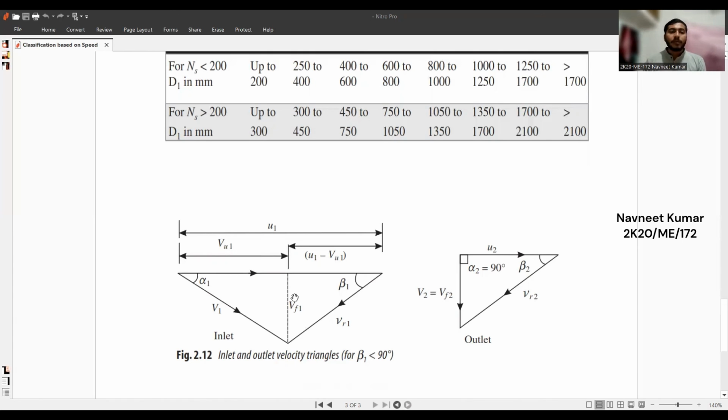For the inlet and outlet velocity triangles, we can also find the tangent of these angles. We can find the tangent of alpha 1, the guide vane angle, as perpendicular divided by base, which is Vf1, the flow velocity at inlet, divided by the swirl velocity at inlet, Vu1. Similarly, tan of beta 1 is Vf1 upon u1 minus Vu1. Similarly, for beta 2, we have found above that it is Vf2 upon u2. Thank you.